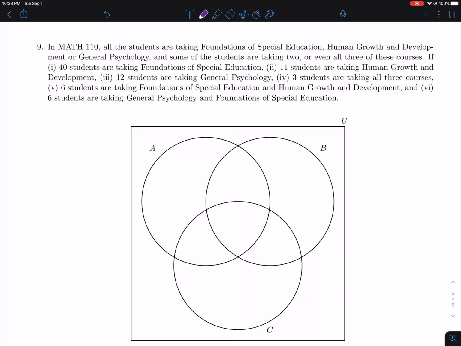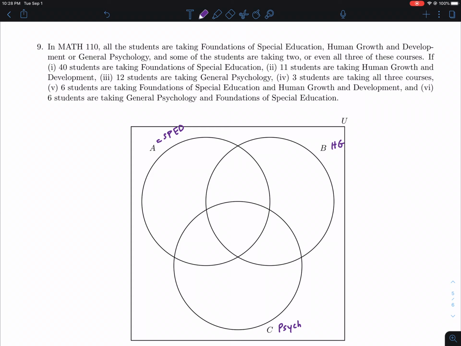So let me just label these. A, I'm going to call the SPED class. B, I'm going to call Human Growth and Development. And C, I'm going to call the Psych class.